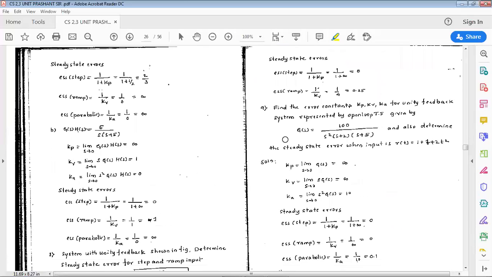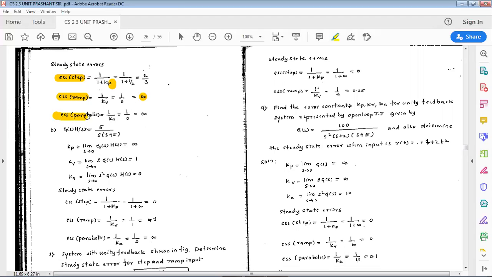Now let us find the steady state errors for these Kp, Kv, Ka values. In the first one, the steady state error due to step input has the formula 1 by (1 plus Kp). We have already found the value of Kp, which is 1 by 2. So 1 by (1 plus 1 by 2) results in the value 2 by 3. Next, the steady state error due to ramp input is given by 1 by Kv, which is equal to 1 by 0, resulting in infinite value.